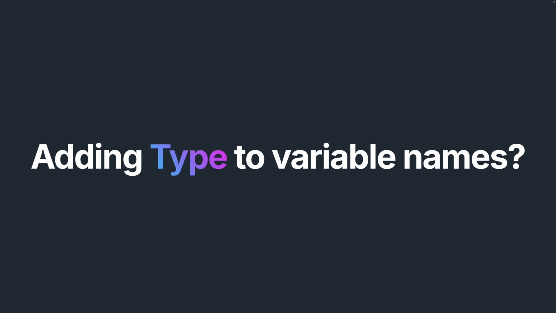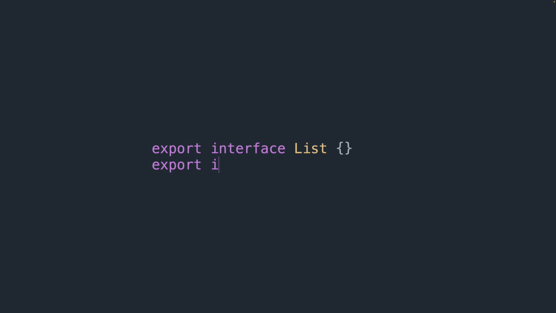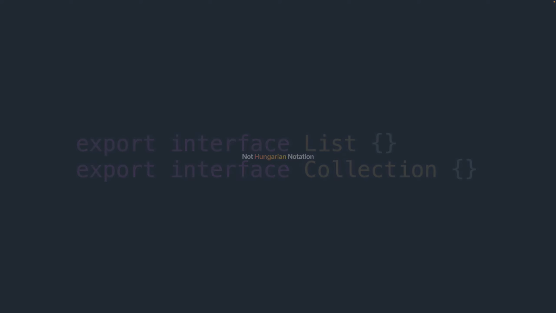Isn't this simply adding type to variable names? In Java, a collection is an interface that describes a generic group of items, while a list describes an ordered group of items. In cases like this, appending list or collection at the end may feel like adding type information to the variable, but I would argue that is not the case.